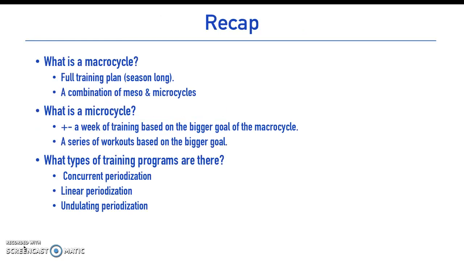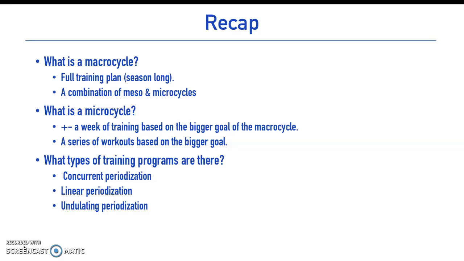So just a quick recap. Last week we spoke about what a macro cycle is. Remember, we talk about a full season plan, okay? It's a combination of your meso and your micro cycles. Your micro cycle is plus minus a week of training based on the bigger goal of the macro cycle. Then it's also a series of workouts, again based on the bigger goal.